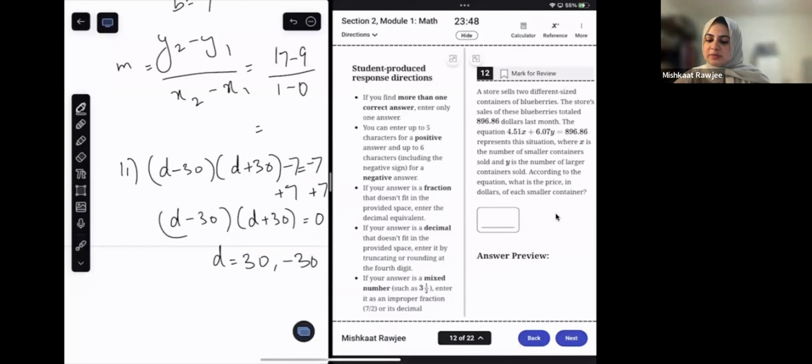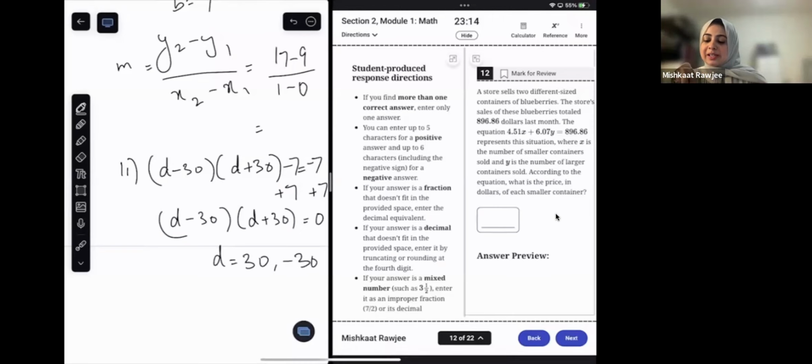The store's sales of these blueberries total 896.86. That's a weird number. The equation is this, where X is the number of smaller containers sold and Y is the number of larger containers sold. According to the equation, what is the price in dollars of each small container? So basically, if the total is 896.86, they're telling us that the smaller container is the X one. So it's the 4.51. So that's being sold for 4.51. And the larger one is Y. So that's being sold for 6.07.